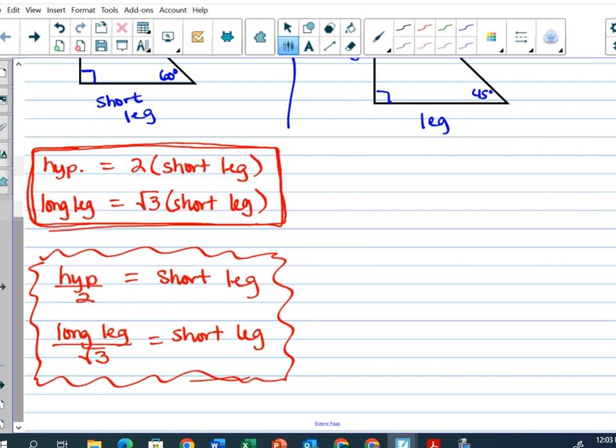The other way to look at it is just ask yourself, am I trying to go from small to big or big to small? If you're trying to make something bigger, you're multiplying. If you're trying to go from big to small, you're dividing. So just so you don't mix those up in your head.